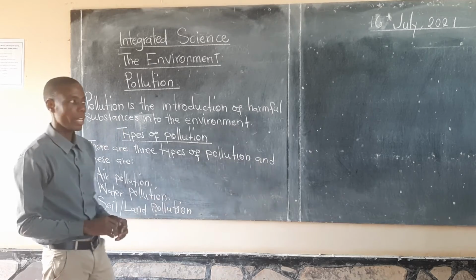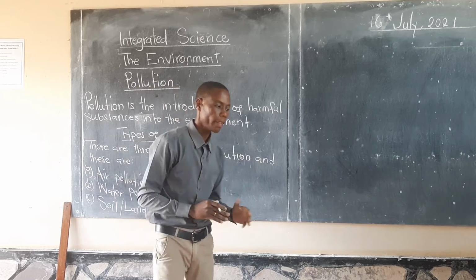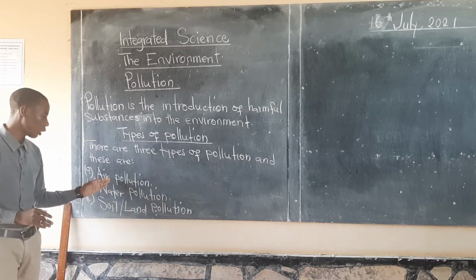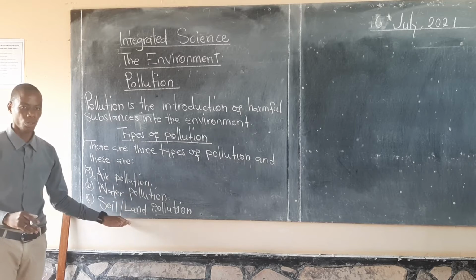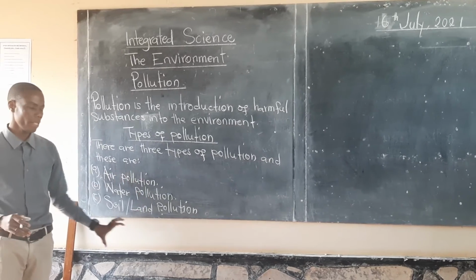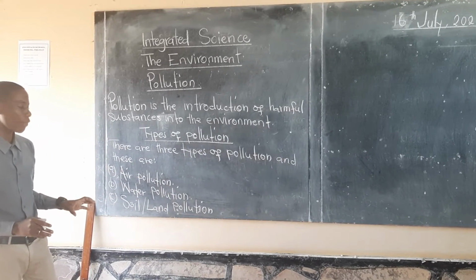These are the three types of pollution that we have: air pollution, water pollution, soil or land pollution. Why are we saying that we have these three types of pollution? The answer to that question is very simple.